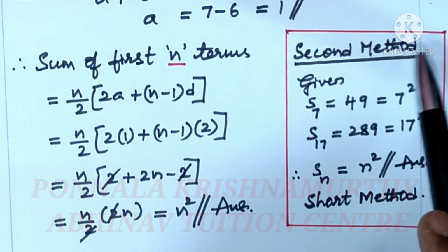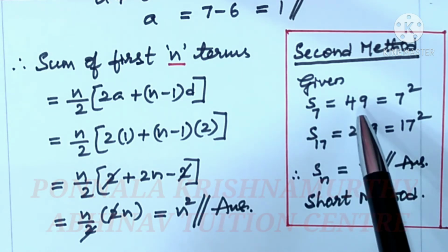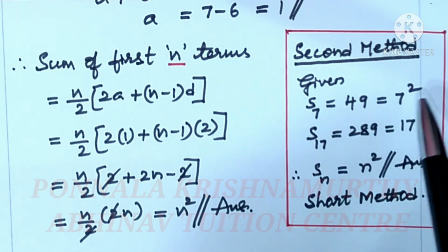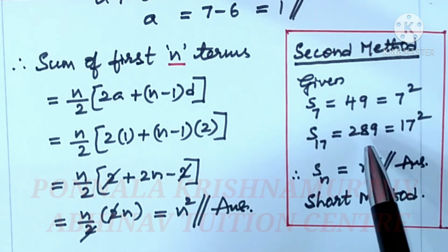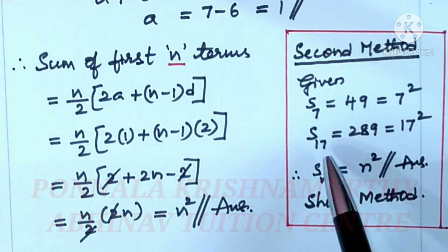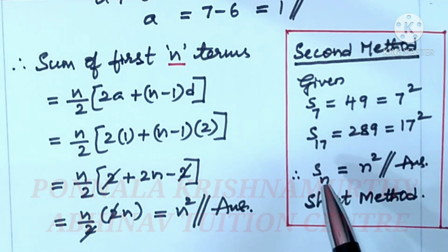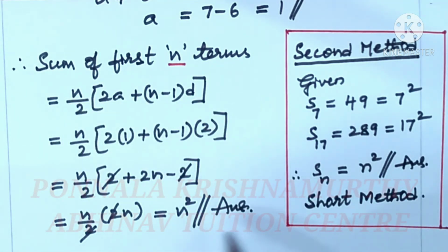In the second method, this is a very short method. Given S7 is equal to 49, that is nothing but 7 square. We have 7 here. S17 is equal to 289. This 289 is nothing but 17 square. We have 17 here. Similarly, if we want to find out Sn, that will become n square. Then Sn is equal to n square. Answer.